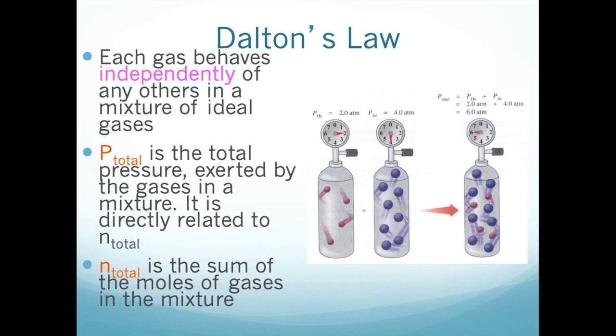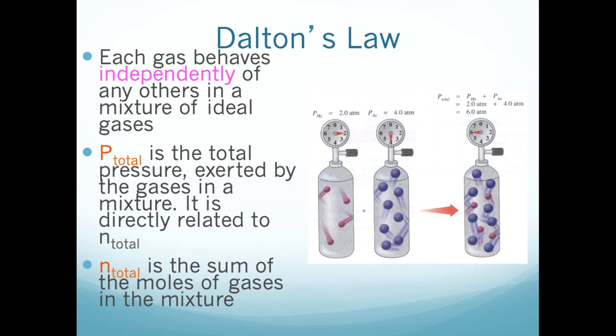If you have a mixture of gases and you have partial pressures for each of them, total pressure is the sum of those two parts, or however many parts of gas you have. So, for example, here we have a tank that's a mixture of helium and argon. If the pressure of just the helium is 2 atmospheres and the pressure of just the argon is 4 atmospheres, well, the total pressure is 6 atmospheres. That's basically it.